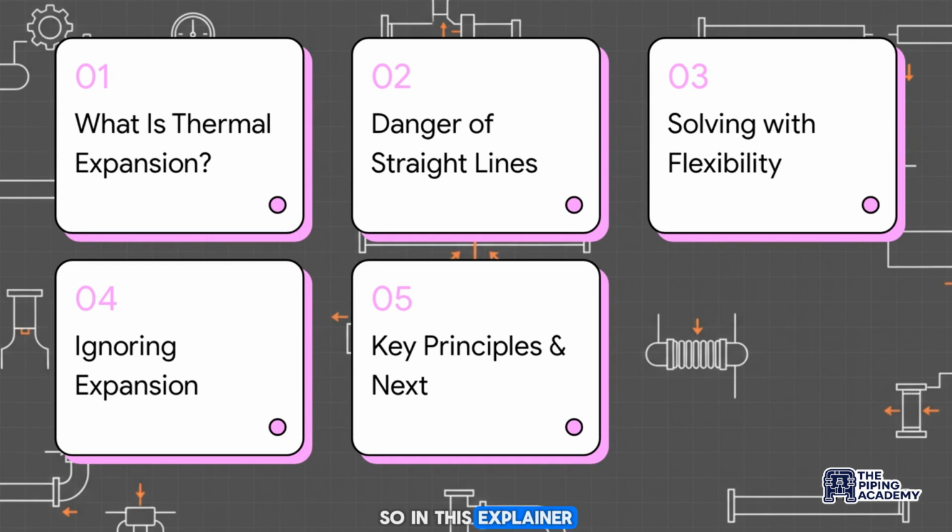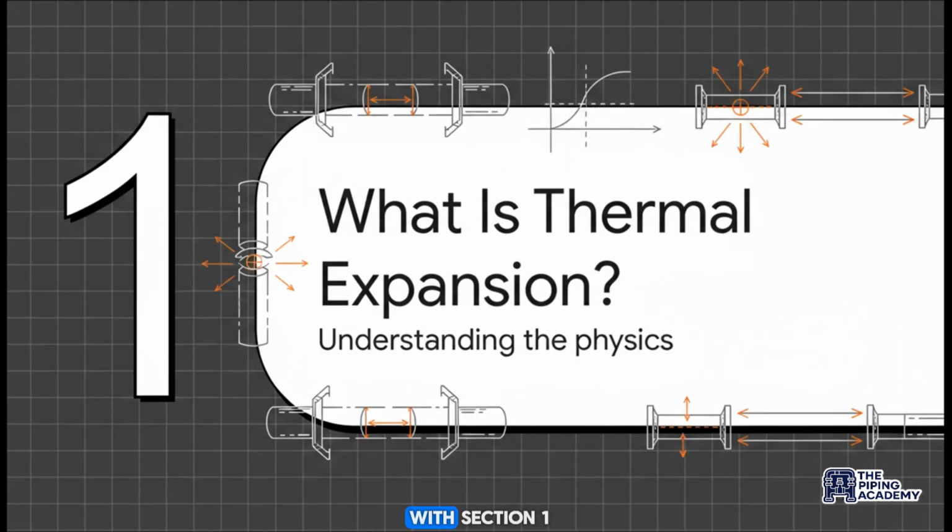So, in this explainer, we're going to start with the basic physics of thermal expansion. From there, we'll dive into why a straight line, something that seems so efficient, can be incredibly dangerous in piping design. And finally, we'll look at how we can use some pretty simple geometry to solve this problem and keep our entire system safe. All right, let's start with section 1.